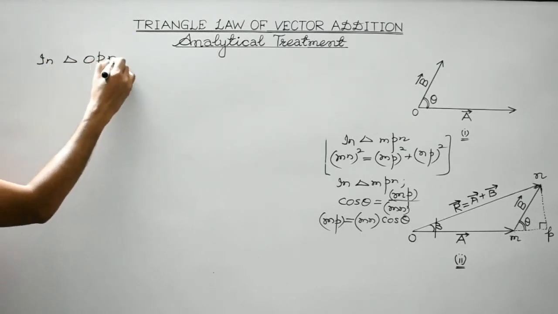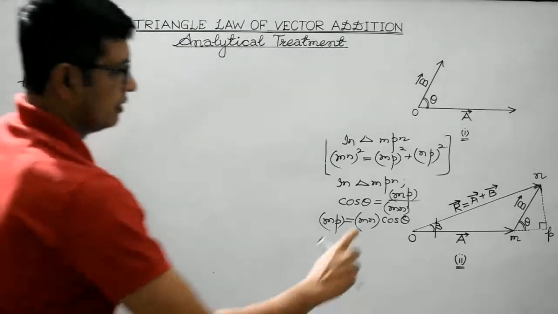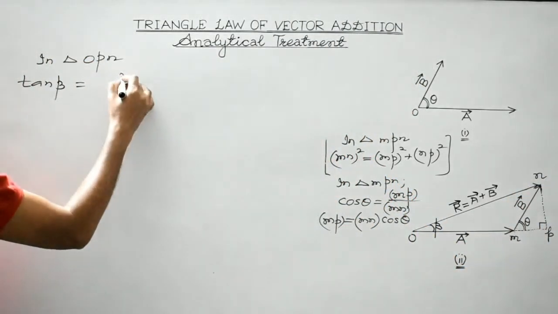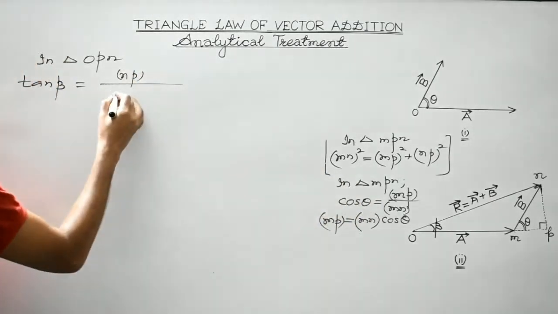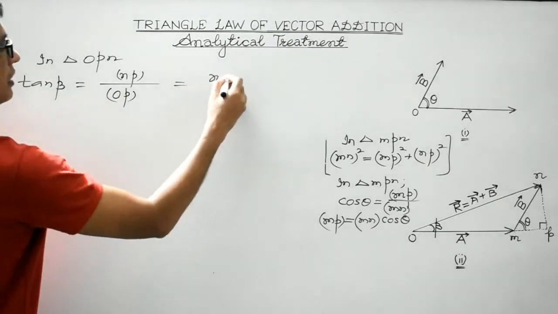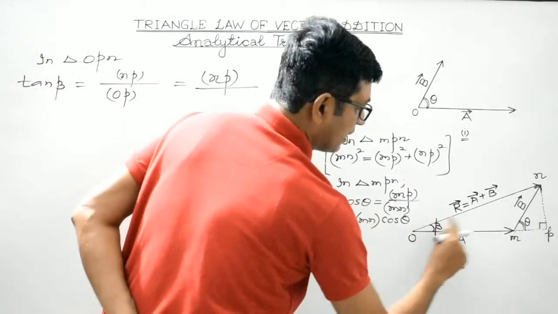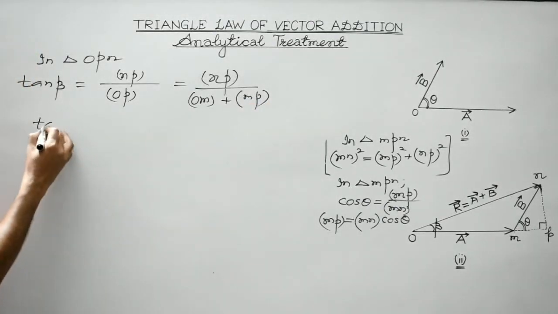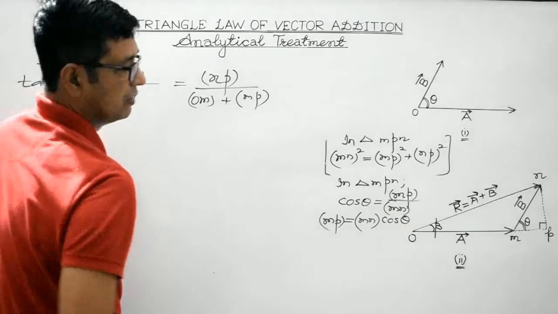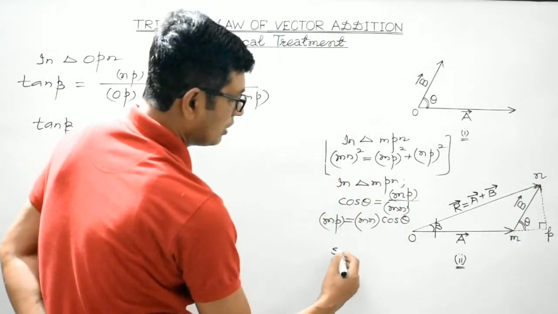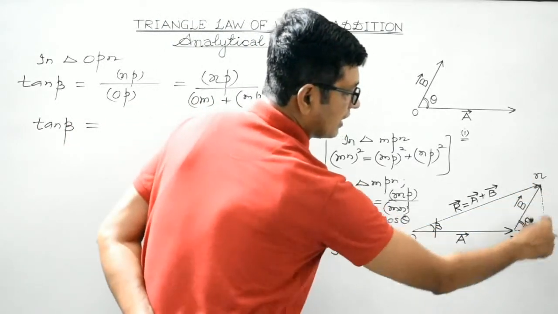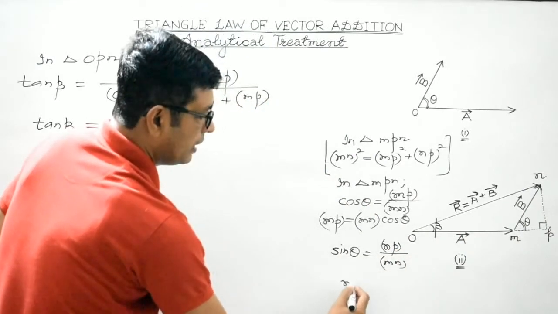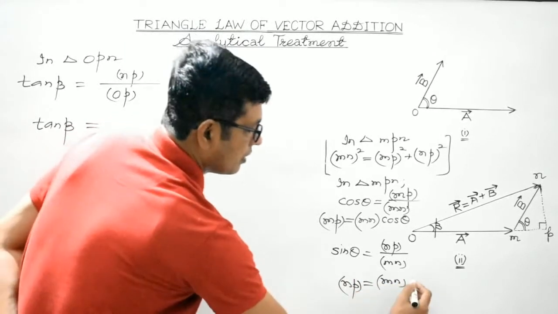In triangle OPN, consider tan beta. This is the right angle triangle we are considering, and consider tan beta. It's perpendicular by base. So it is NP divided by base. Base is OP. It can be rewritten as NP divided by OP, which can be written as OM plus MP. Now we need to express this in terms of A, B and theta. NP we need to express in terms of theta. So consider sine theta. In this small triangle, consider sine theta. It will be perpendicular by hypotenuse, that is NP divided by MN. So NP may be written as MN sine theta.